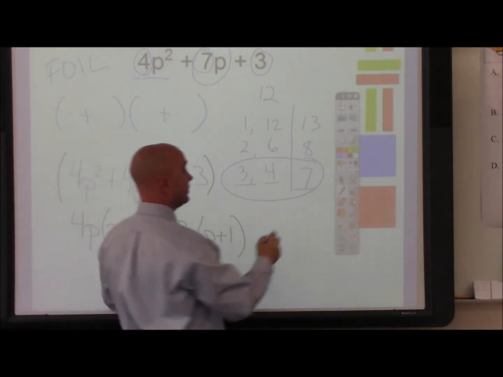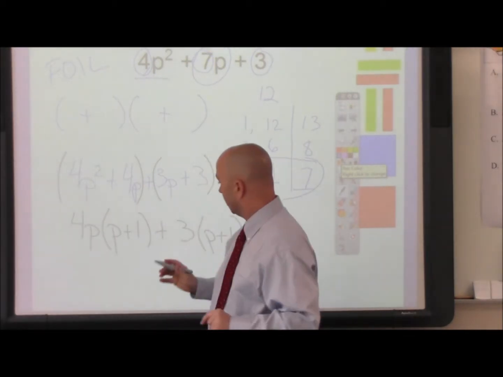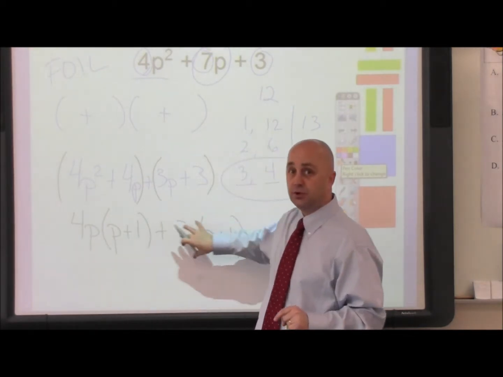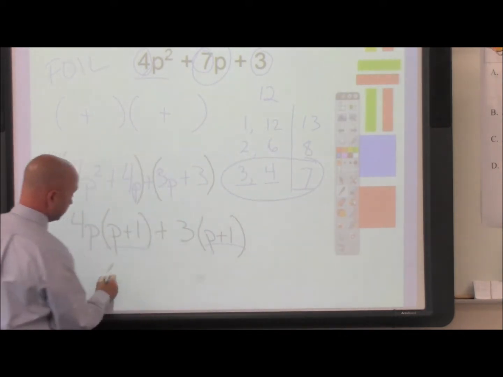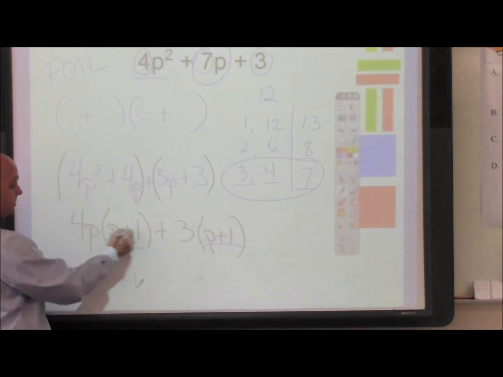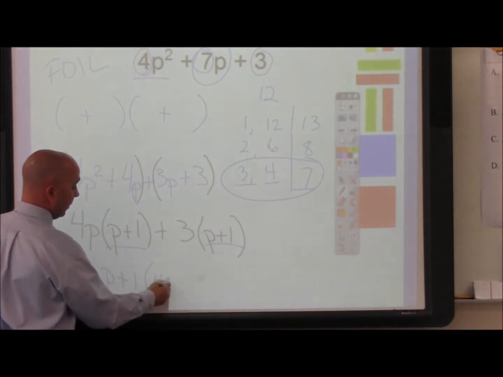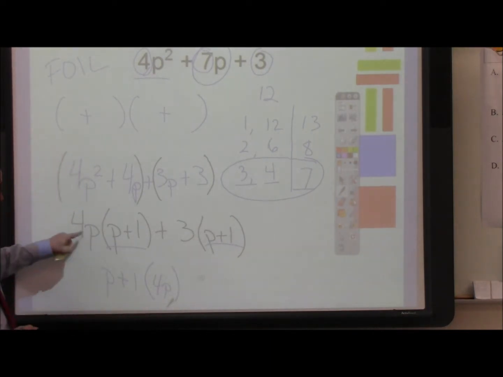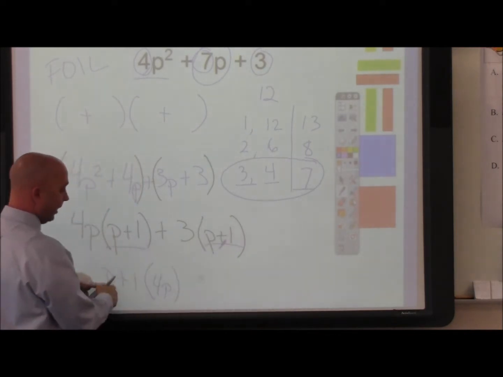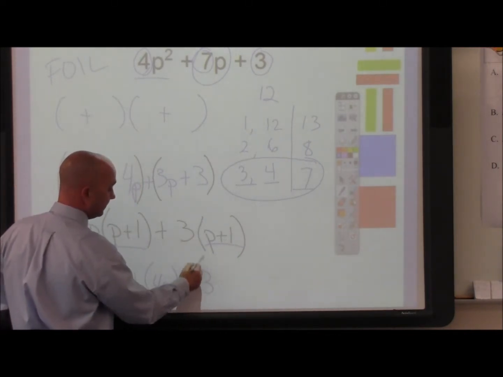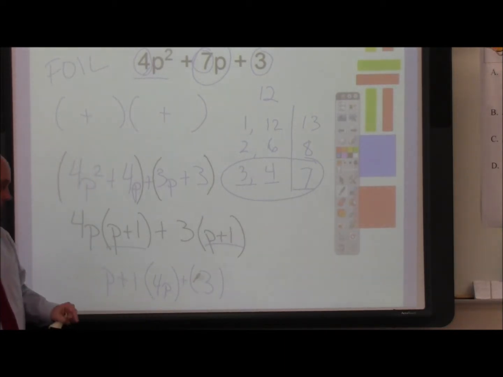As I look at these terms, I notice that they have a p plus 1 in common. That's going to be the greatest common factor of these two new terms. So I'm going to underline that. I'm going to factor that out of this first term. And that's going to give me a 4p multiplied by it when I factor it out. And over here, if I bring that out, I'm going to have a 3 left. And so I can add those together. You don't really need these parentheses the way I wrote them.